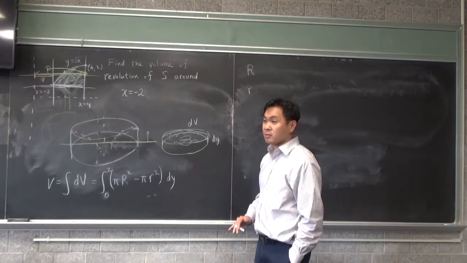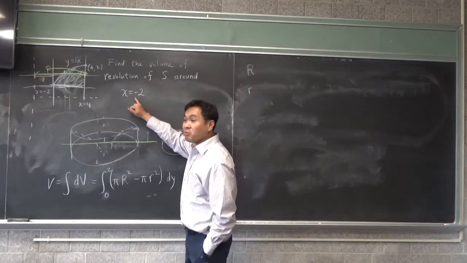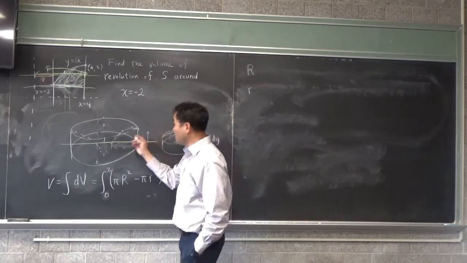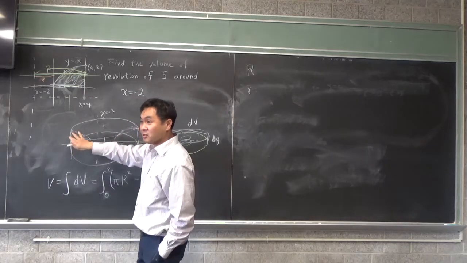The x equals negative 2 is like the center of the circle? Yeah, that's what this means. You're revolving around x equals negative 2. So here is x equals negative 2. You're rotating this around.